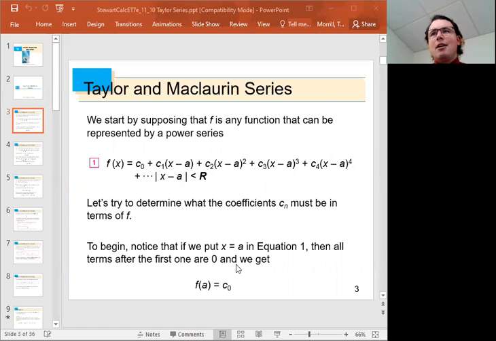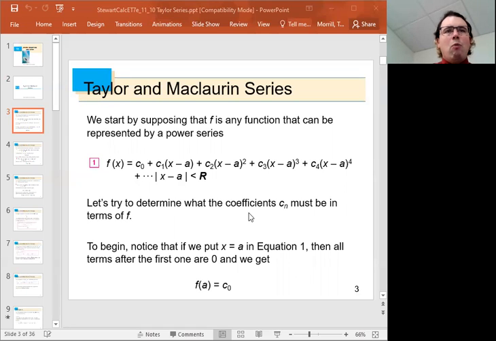Let's think about a power series. And here we've got a very abstract looking series. We have centered this series at the value a, and we have some coefficients. The first of these coefficients is C0, the second of these coefficients is C1, the third of these coefficients is C2, and the subscripts here are indicating which power of x minus a that coefficient is multiplied against.